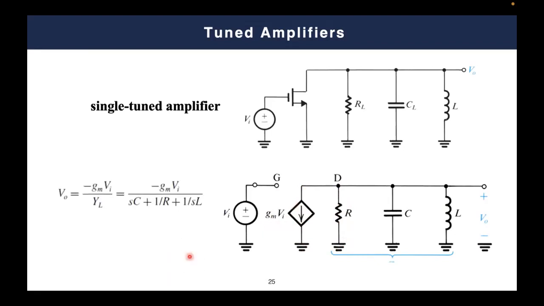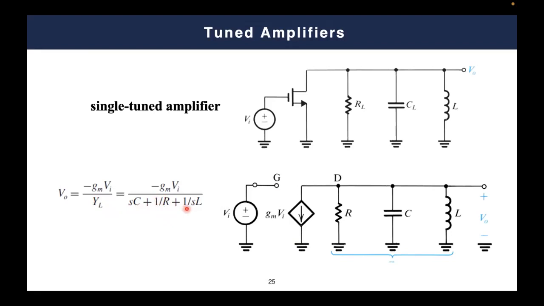Or we can write it as negative GM V input, which is the current, divided by the admittance. If you remember from your circuit classes, the admittance, or Y, is the reciprocal of the impedance. Of course, whenever you have a parallel equivalent, it's easier to consider it in terms of admittance rather than in terms of impedance. So it's GM V over the admittance. What is the admittance? The admittance is the reciprocal of the component, and instead of having parallel, you will have a series or a plus condition. So instead of having R, you will have 1 over R.